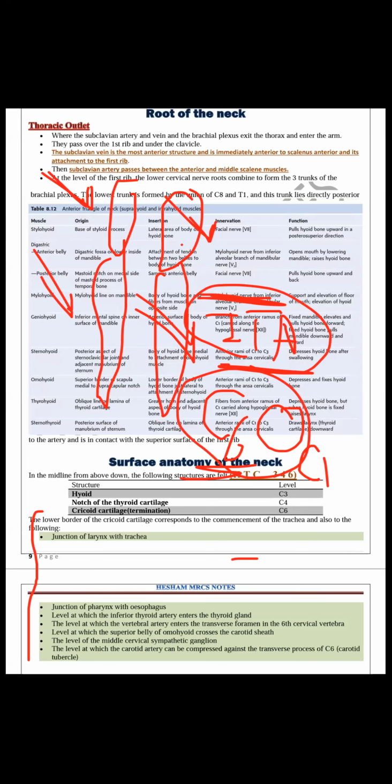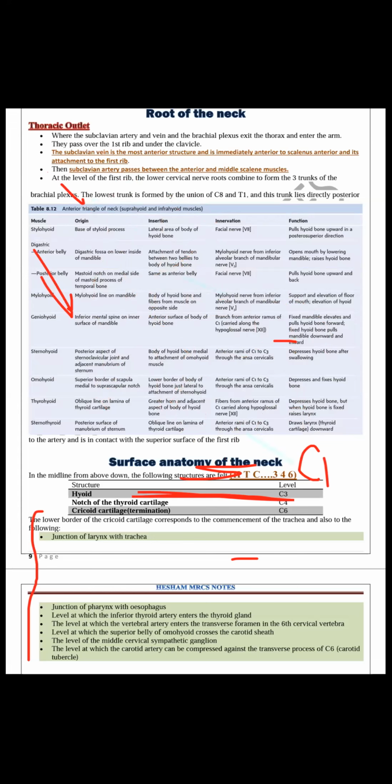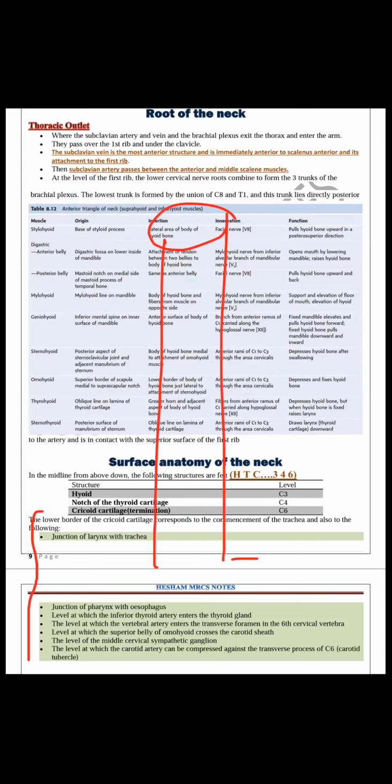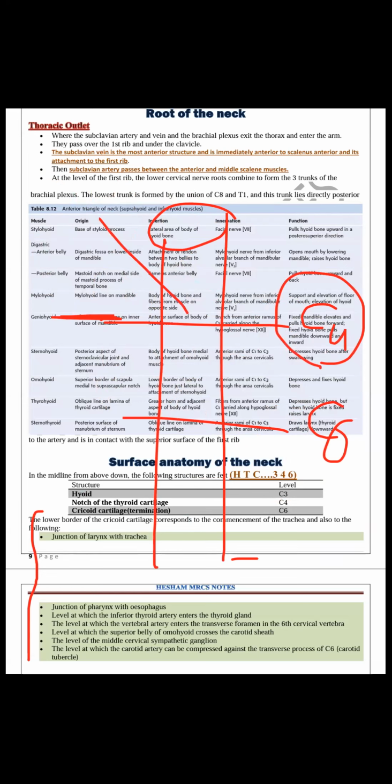You have a muscle and a ganglion. What is this muscle? It is the superior belly of omohyoid, which crosses the carotid sheath. And this is a very important relation. I will try to make it simple for you. This is the carotid sheath, which is related to 3 anatomical landmarks, C6 and C4. C4 is the upper border of the thyroid cartilage, and this is the end of the common carotid into the external carotid and the internal carotid.